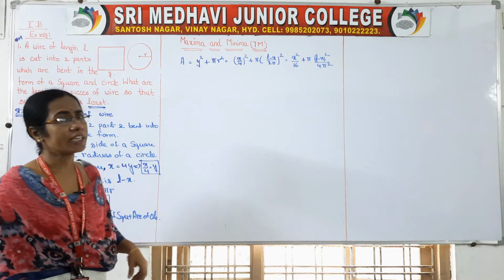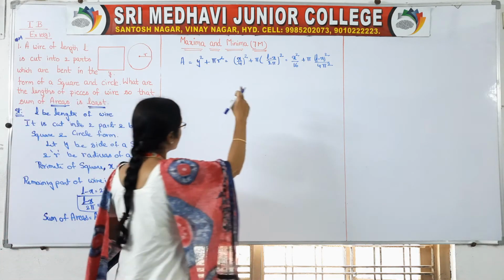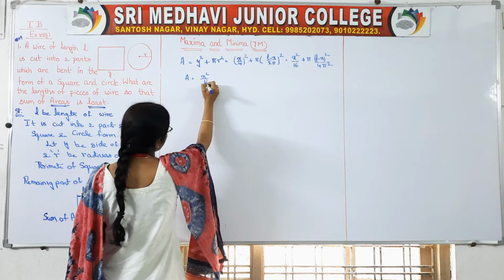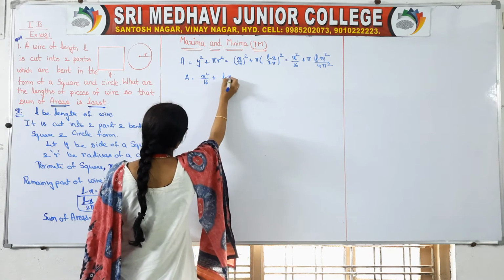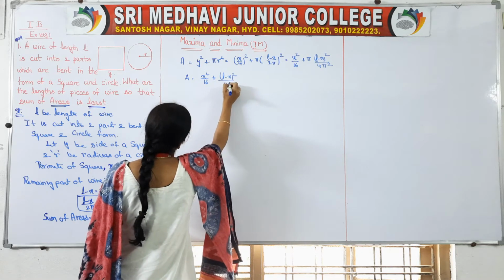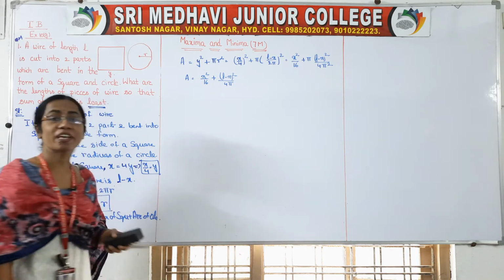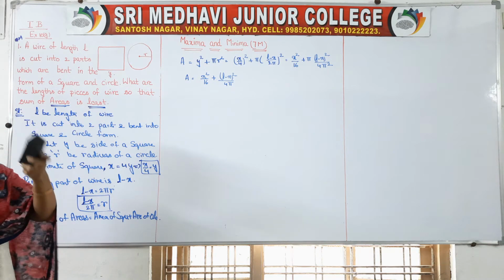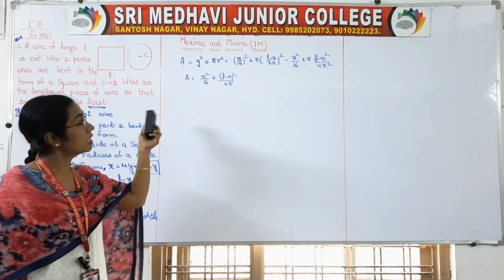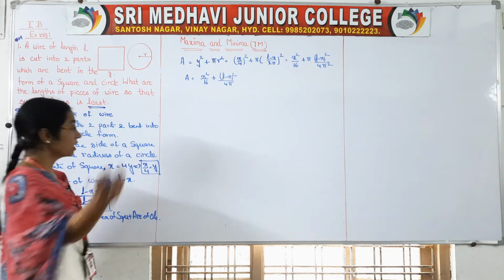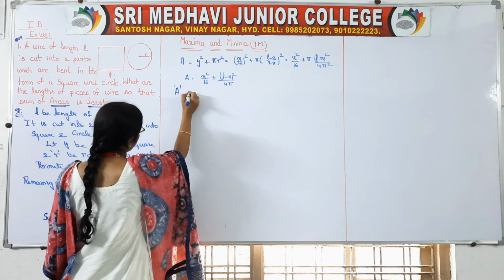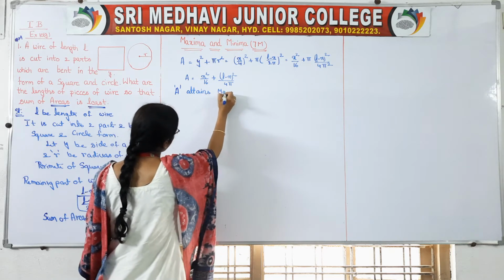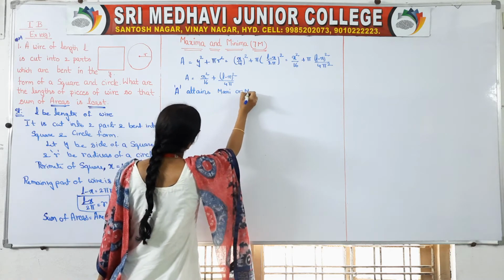One pi will get canceled, and here you will have A is equal to x square by 16 plus L minus x whole square by 4 pi. So this is your area. So we saw that the sum of the areas is the least, meaning minimum. So where does this function attain minimum? So A attains maxima or minima, right?